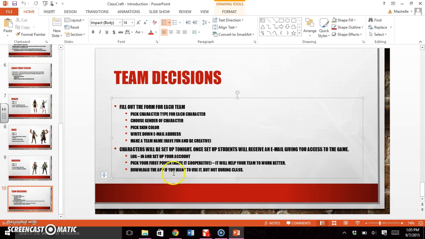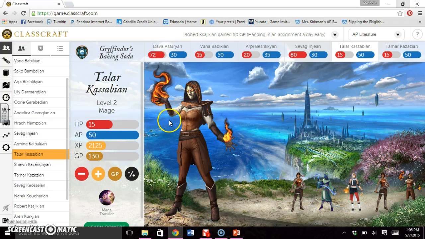And then I do suggest that you download the app or use it on the computer, but you will not be using it during class. This is for you to do at home at night to work with your character. Okay, so a little bit about this.